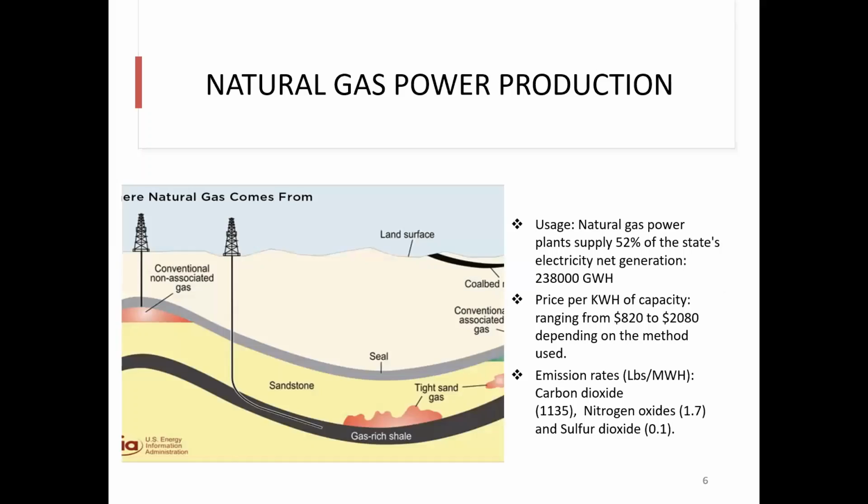Natural gas power production. So the usage. Natural gas power plants supply 52% of the state's electricity net generation, which is about 238,000 gigawatt hours. The price per kilowatt hour of capacity ranges from $820 to $2,080 depending on the method used. Emission rates given in pounds per megawatt hour are for carbon dioxide 1,135, nitrogen oxide 1.7, and sulfur dioxide 0.1.